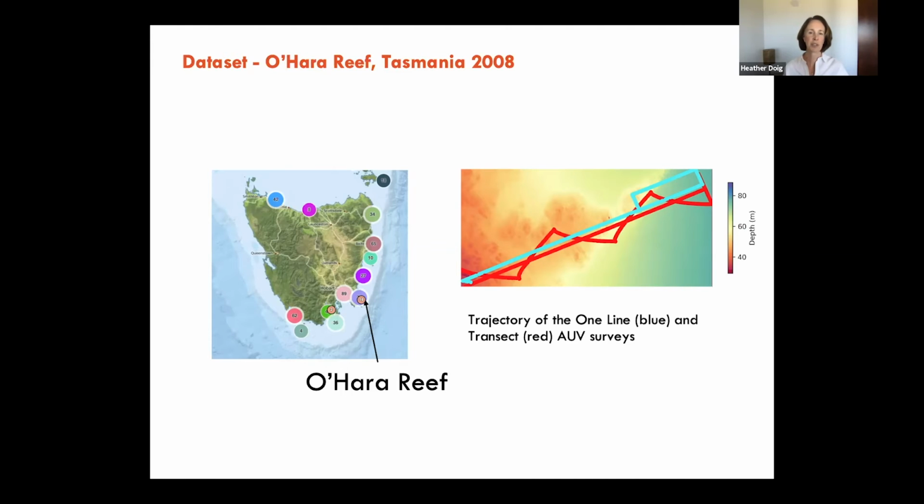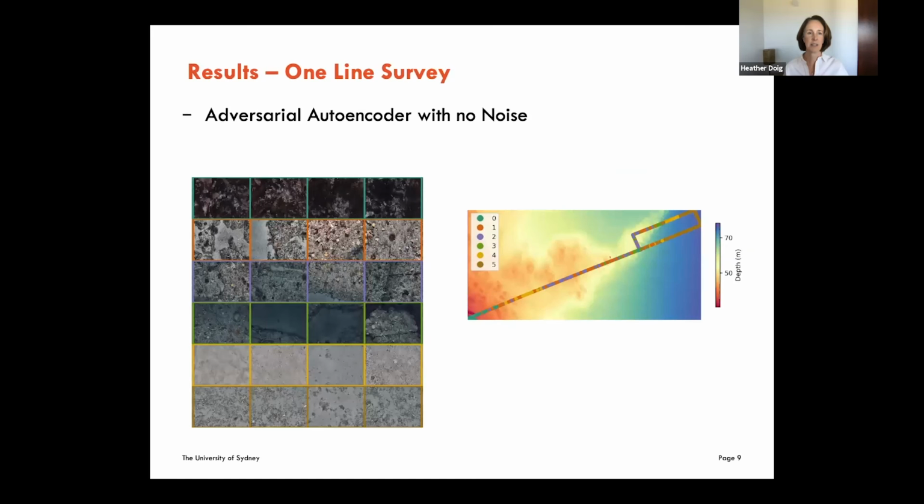The autoencoder was trained on the one-line data set shown in blue using 6,500 images. 80% of the images were randomly selected for training, with the remaining 20% used as a validation set. Overall, the results were good, with the adversarial autoencoders giving the best performance. These examples are from the adversarial autoencoder with no noise added during training.